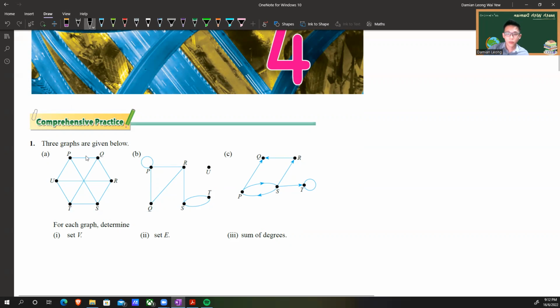Each of these lines is considered an edge. A loop is considered an edge. Your multiple edges, each of them is considered one edge. All these points are called your vertices. And we also have what we call degree. What are degrees? Degrees are basically how many edges are connecting to that particular vertex. How many connections are there onto that point?